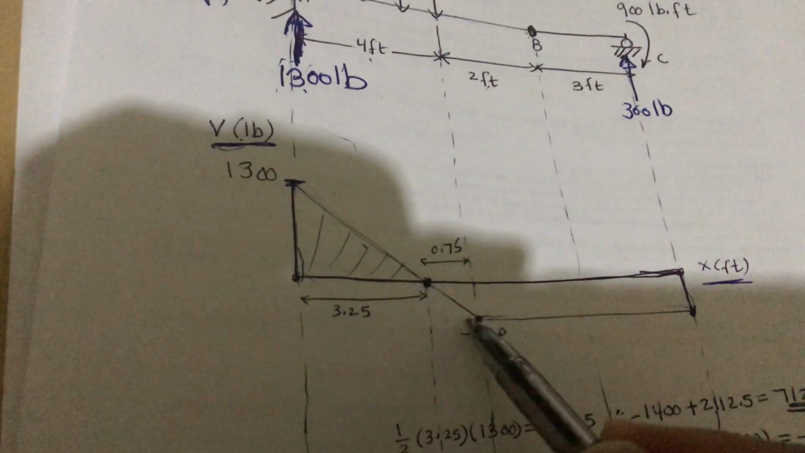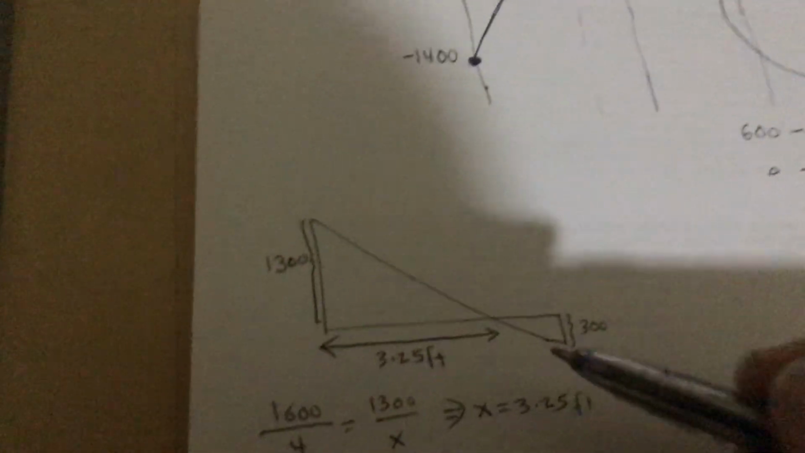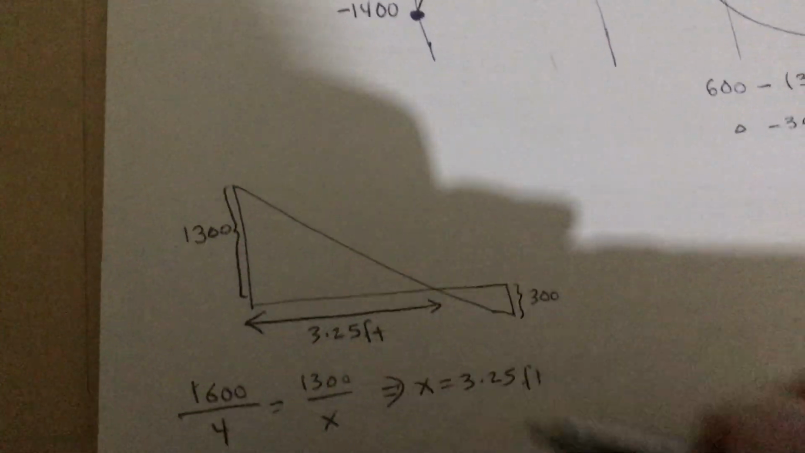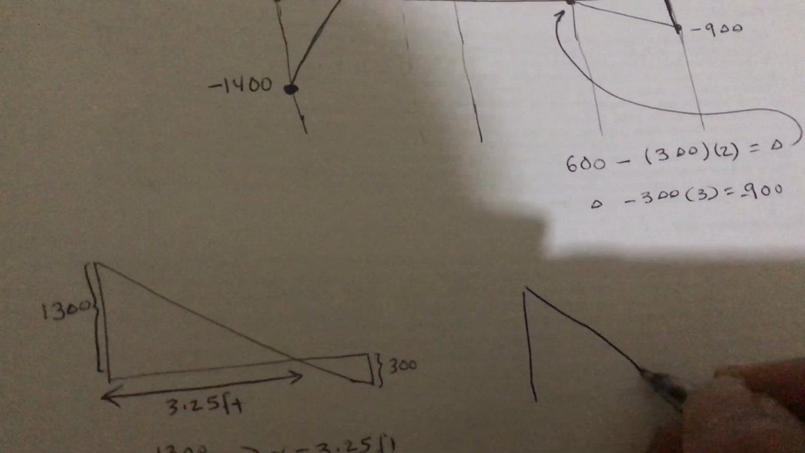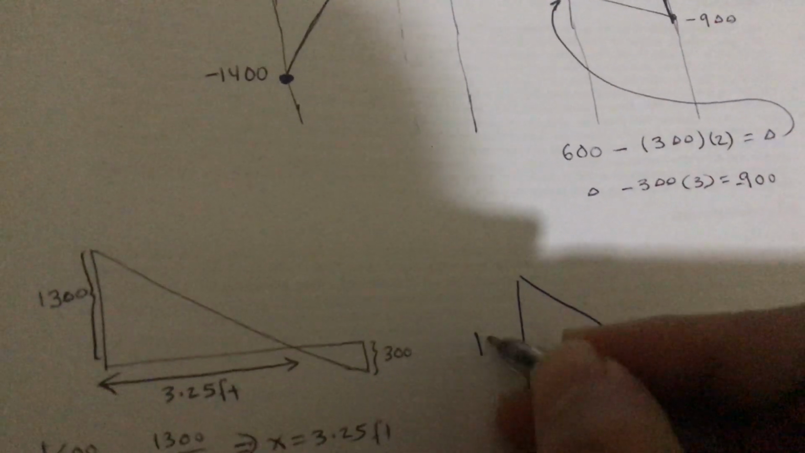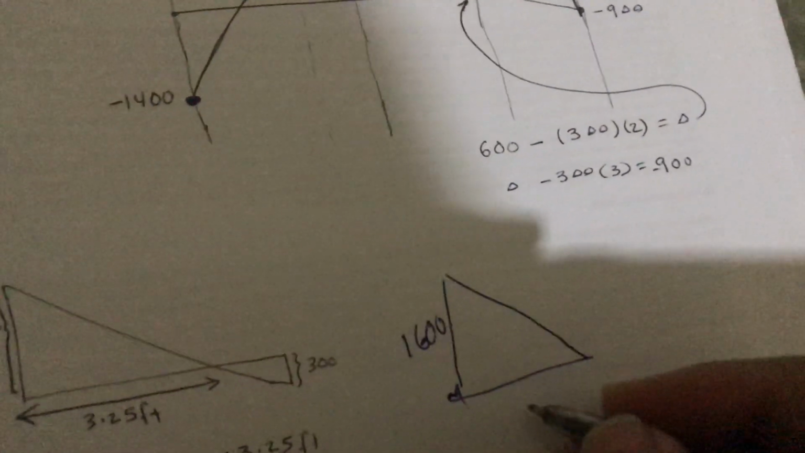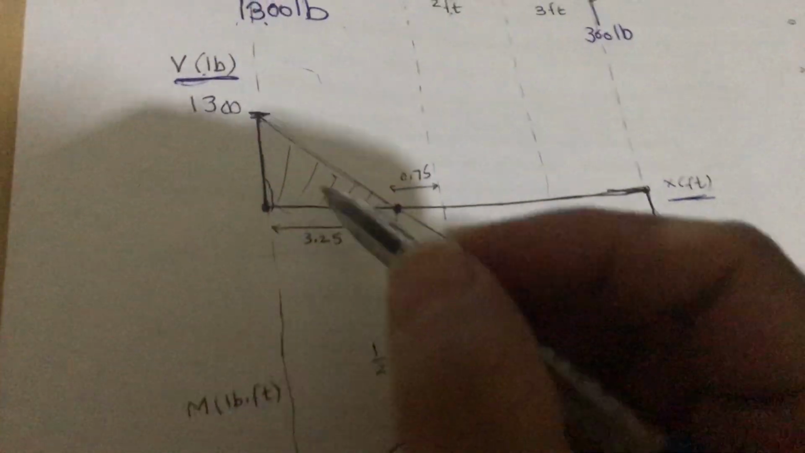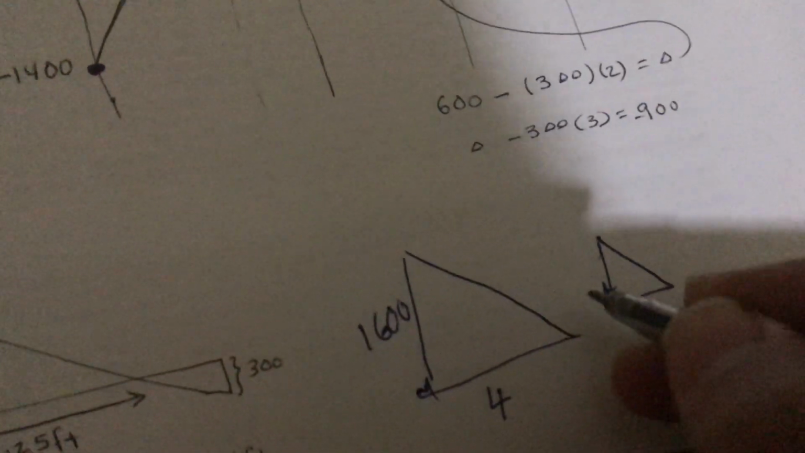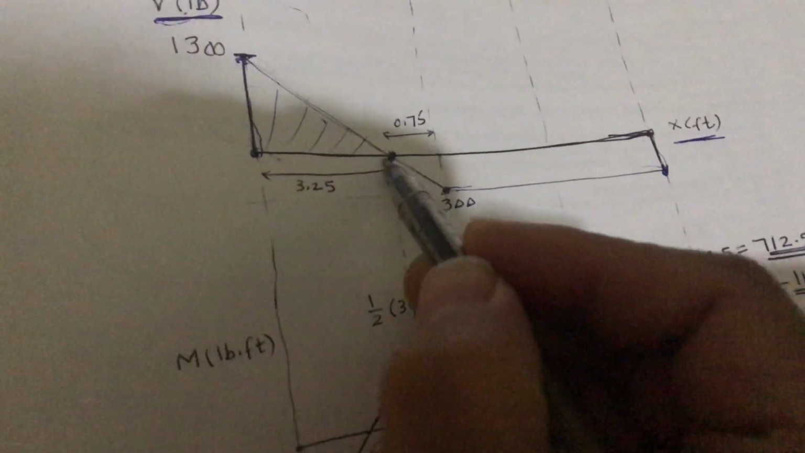We should find the bigger triangle, like 1300 plus 300. We should do it like this. 1300 and 300. We should do it like this. So we should do it like a big triangle. 1600. And we have the whole, this is 1300, 300. The whole thing is 4 feet. And we should have the small triangle. The small triangle is what? 1300 and x, because we need to find this x.